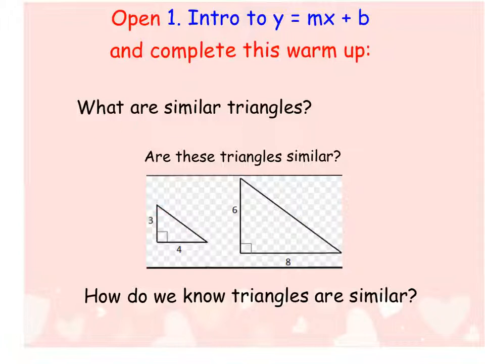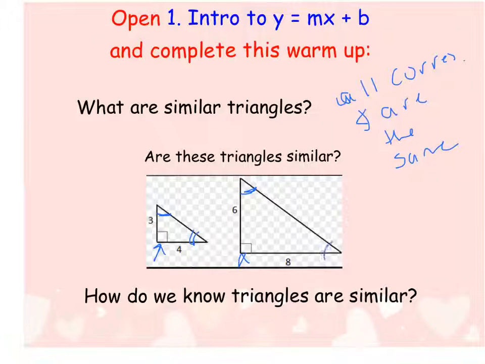So what are similar triangles? What do you know about similar triangles? Well, one thing we know is that with similar triangles, all corresponding angles have the same measure. So if this angle corresponds with this angle, they have the same angle measure. We know that both of these are 90 degrees, and this one corresponds with this angle, and they have the same measure. The other thing that we know is that corresponding sides are in proportion.